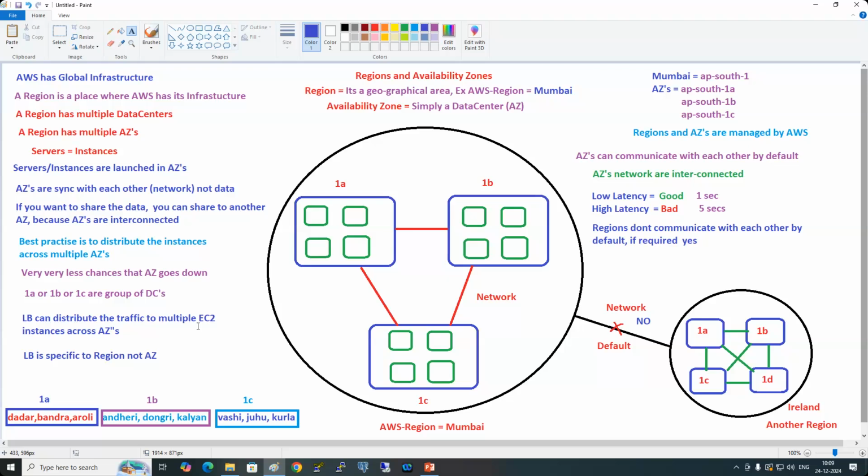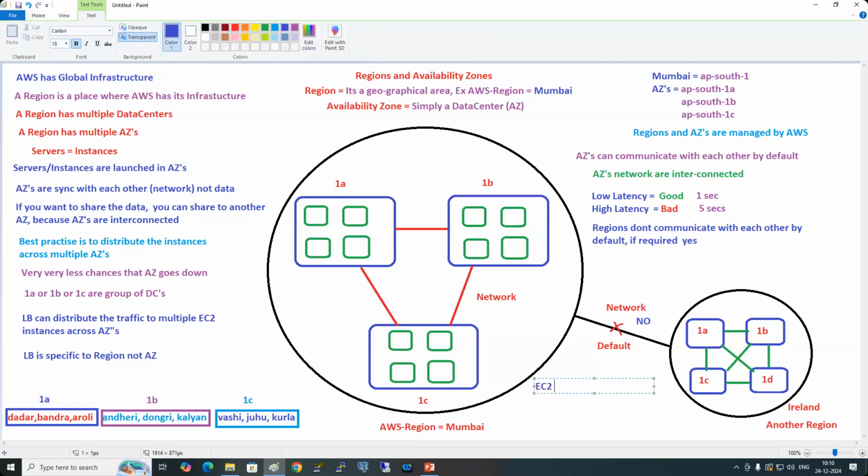Not possible. Riyaz sir is available here in Hyderabad in this place. Can I be available in multiple places like a ghost? No, not possible, right? Now tell me, I have launched one EC2 instance in Mumbai, 1A. Will that same EC2 instance be available in 1B? Not possible. So the EC2 instance will be in a particular region and a particular availability zone. So is the EC2 instance specific to region and availability zone or not? Yes. An EC2 instance is specific to region and availability zone. Clear?